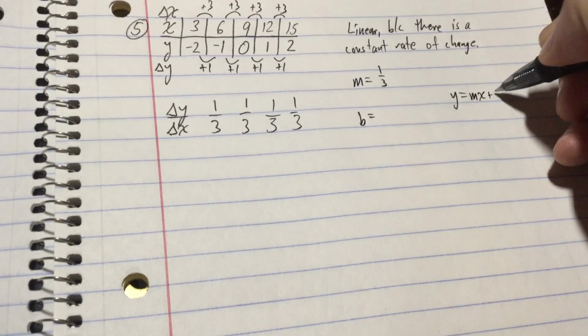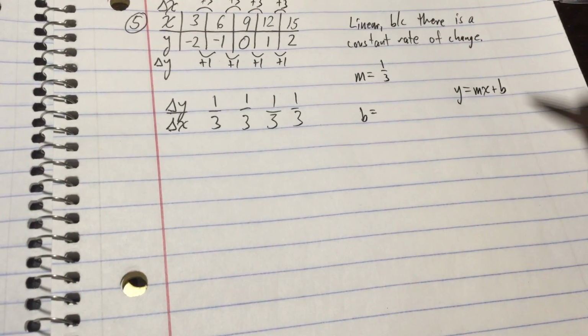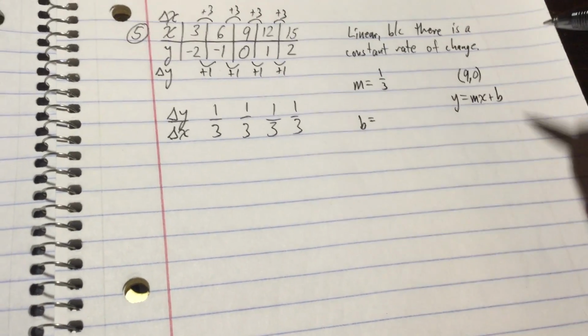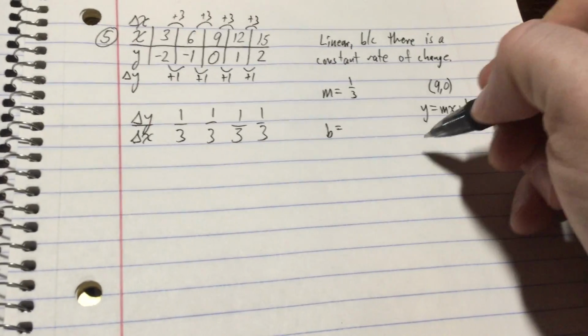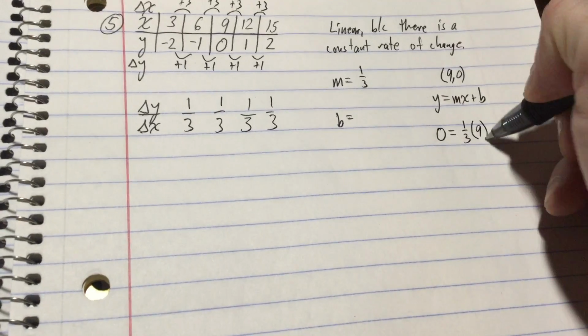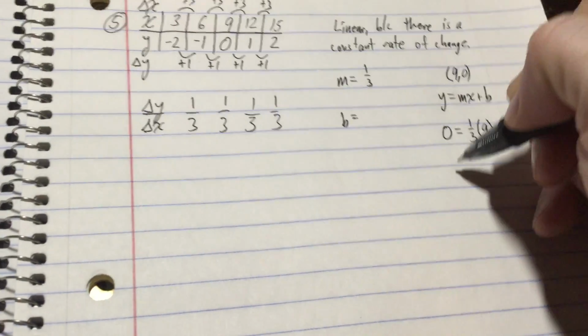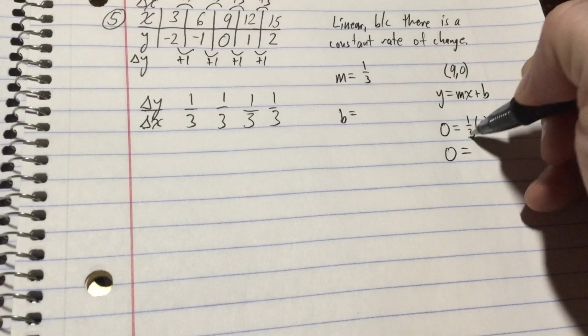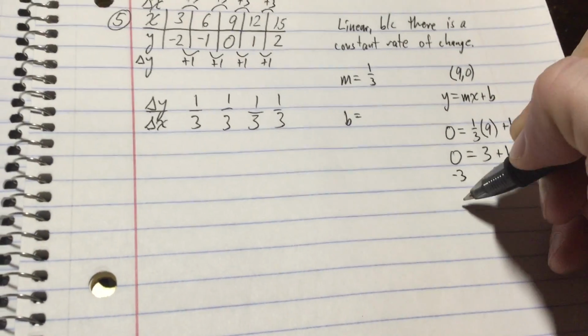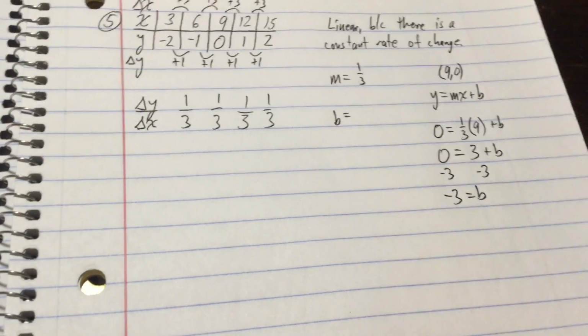We get y equals mx plus b. Heck, I'll choose that point (9, 0) though, because it has a 0 in it. It'll at least be easy to work with. So y is 0, m is 1/3, x is 9. We get 0 equals 9 divided by 3, which is 3. Subtract 3, and b is negative 3.